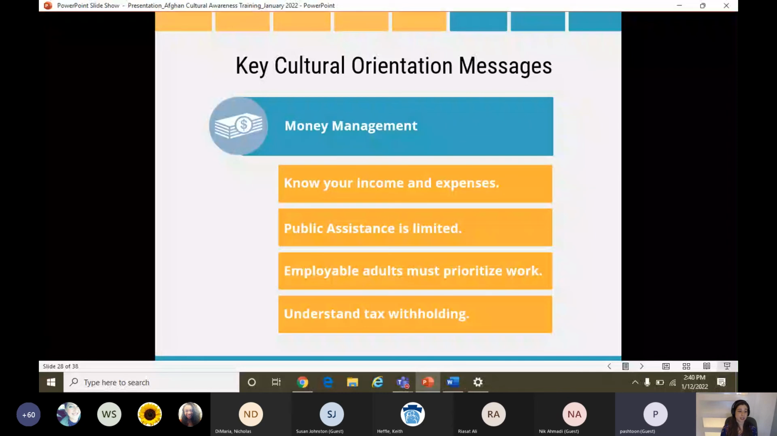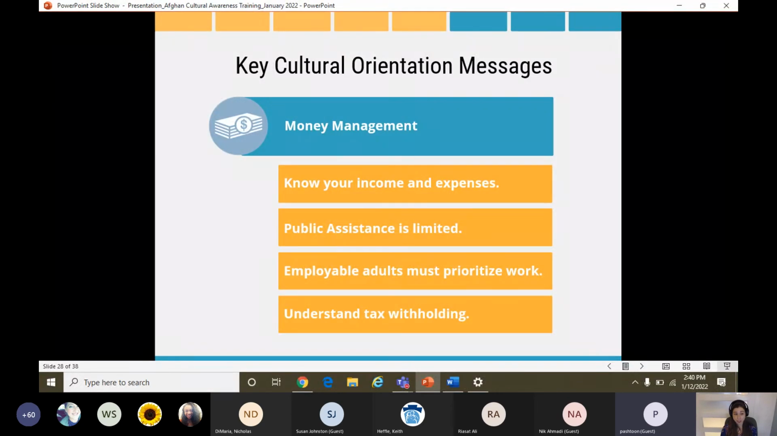Third, all employable adults in the household may have to work in order to meet their finances. So it might not be enough to have one income earner in a household to afford things like rent, especially in more expensive cities. Fourth, newcomers understand the concept of withholdings on paychecks. So withholdings include the money that's taken out for taxes like Social Security, etc.